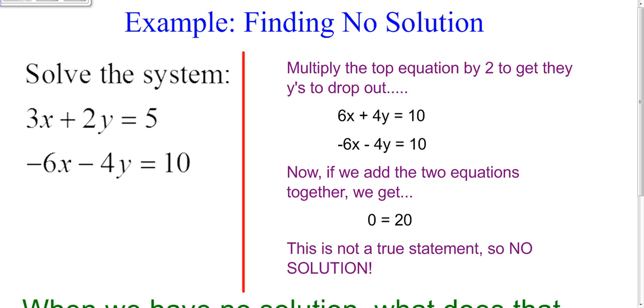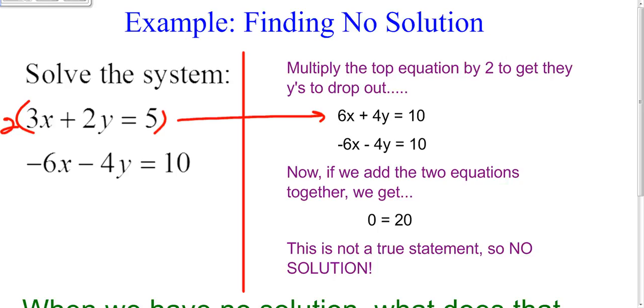I do want to point out to you that sometimes you get no solution, like we talked about. If you have lines and they happen to be parallel lines, then you have no solution. Okay, so if I look at this particular example and try to solve it with elimination, I worked this out already because I don't want to take the time to run all the way through it. But if I multiply this equation by 2, it turns out to be 6x plus 4y equals 10.